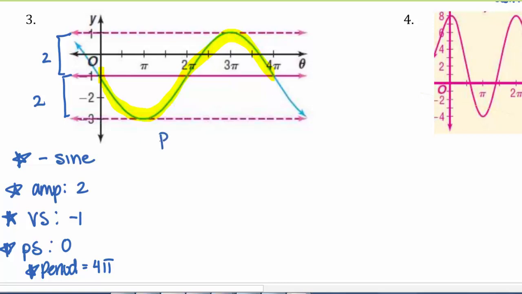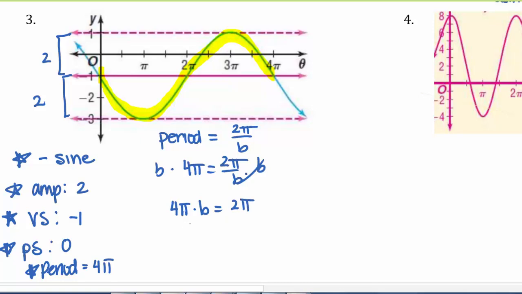What I need to remember is that my period is equivalent to 2 pi over b. And remember, I need the b value, not the period, in my equation. So I have 4 pi equals 2 pi over b. And then you have to solve. So I'm going to multiply both sides by b. So 4 pi times b is equal to 2 pi. And then to get b by itself, I divide both sides by 4 pi. Pi's cancel, I get 1/2.